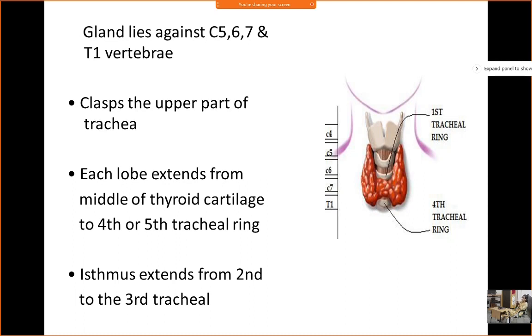So each lobe, if you see in the picture, extends from the middle of the thyroid cartilage. You see another shield-like structure upward, that is the thyroid cartilage. So it extends from the middle of the thyroid cartilage to the fourth or fifth tracheal rings, whereas the isthmus extends from the second to the third tracheal rings.